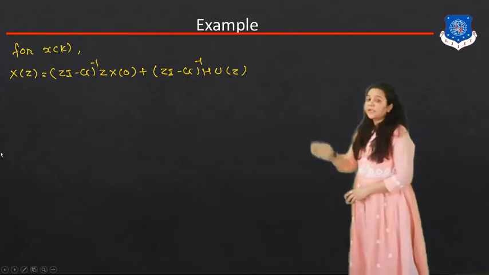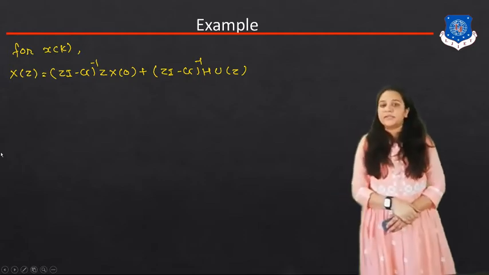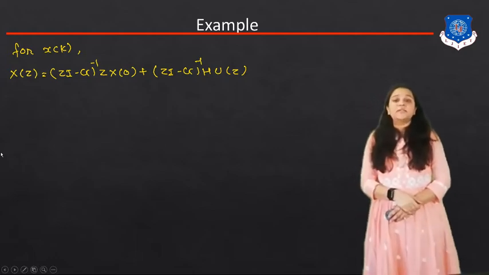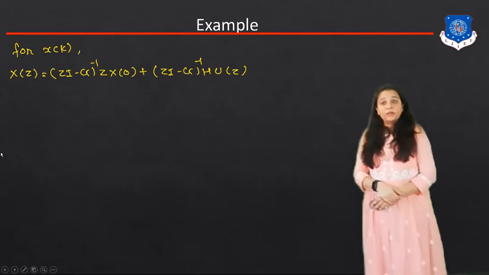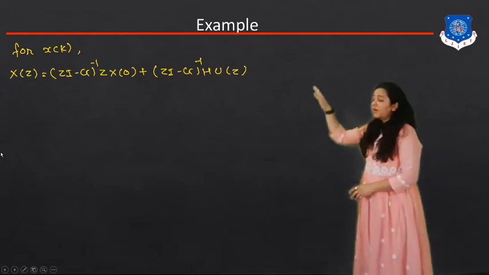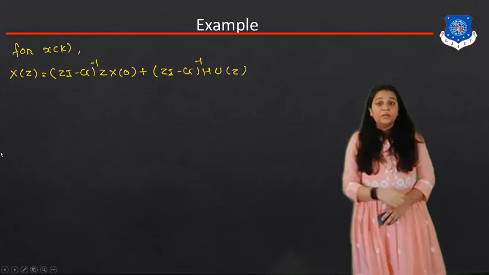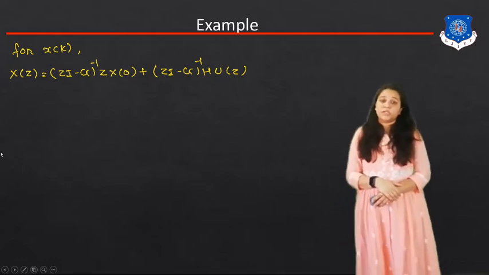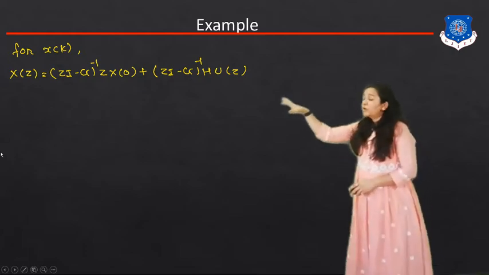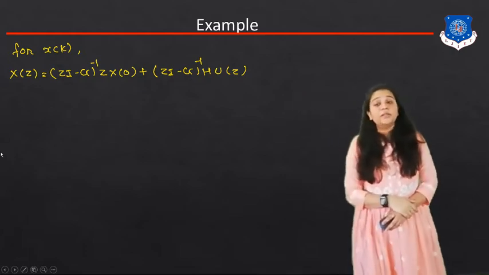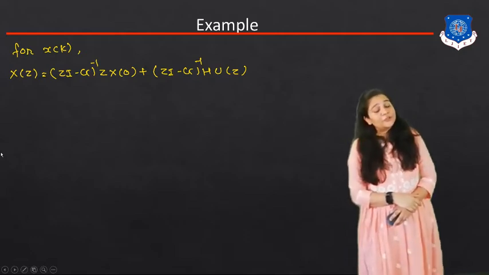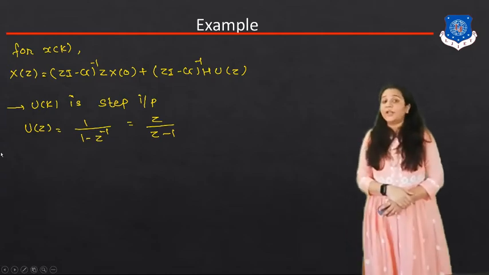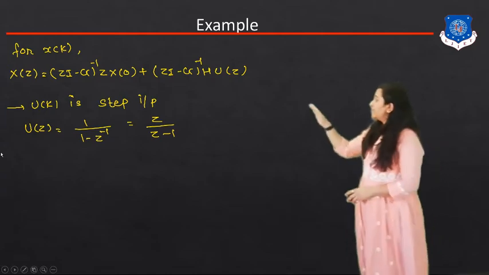So x of z is equal to (zI minus A) inverse z x of 0 plus (zI minus A) inverse H u of z. Here the value of (zI minus A) inverse we have already found, the value of x of 0, the initial condition, is given in the question. The H matrix is also given, and what is u of z? It is the unit step input, that is also given in this question. So first of all, we have to find the value of u of z. So u of k is our step input.